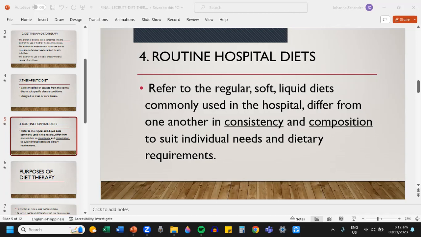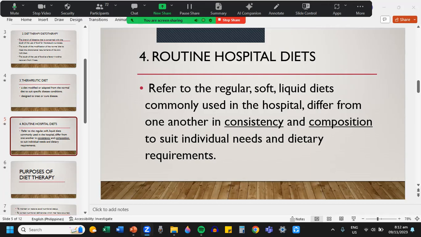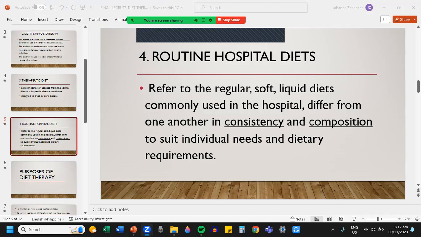Okay, and then later on, when the patient has passed stool, or has defecated, that's the time they can have a full diet. Full diet, or diet as tolerated. So that is the sequence. We call that progressive diet in the hospital setting.